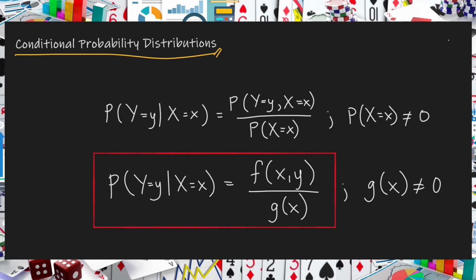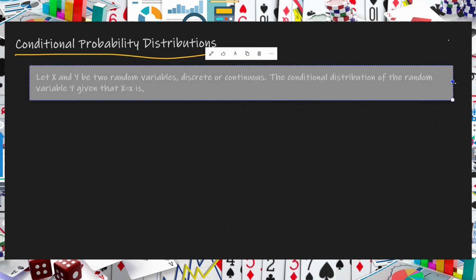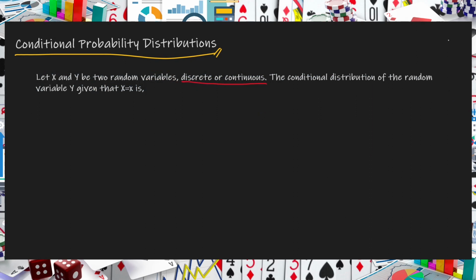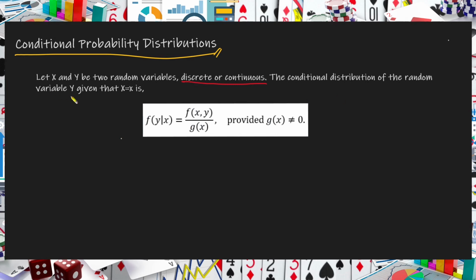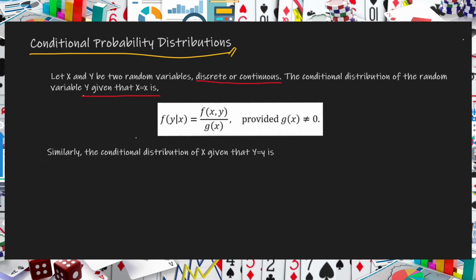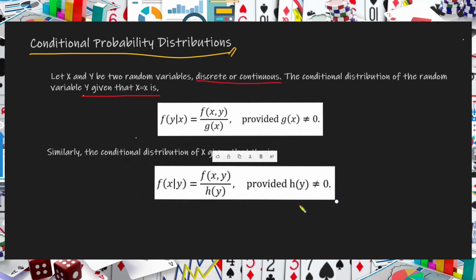For our formal definition, let X and Y be two random variables. Again, it can be discrete or continuous. The conditional distribution of the random variable Y, given that X is equal to x, is given by this equation: f(y|x) is equal to f(x, y) over the marginal distribution g(x), provided that g(x) is not equal to 0. And similarly, the other way around, the conditional distribution of X given that Y is equal to y is f(x|y) equal to f(x, y) over the marginal distribution of Y, h(y), again provided that h(y) is not equal to 0.